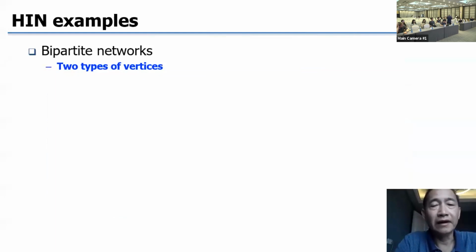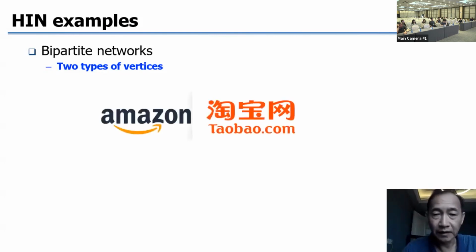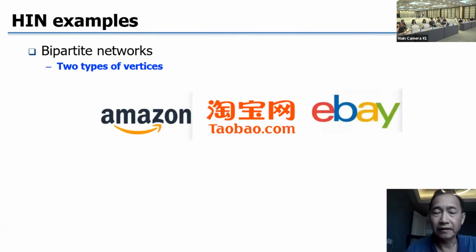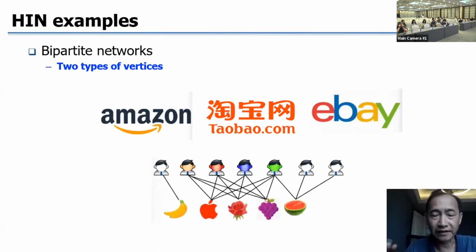First, I will give HIN examples. So there are two types of HINs. The first is a special type, the bipartite graph. A bipartite network consists of two layers of vertices, the top layer and the bottom layer. In eBay, customer data typically is a bipartite network. So we have the top layer customers and the bottom layer products.